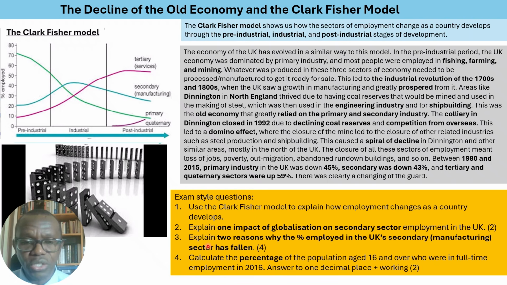And then the third question is to explain two reasons why the percentage employed in the UK secondary or manufacturing sector has fallen. So here again, we can talk about the declining coal reserves, which meant that the coal that was needed for the steel industry, for example, could no longer be mined, and that obviously meant that the steel industry was affected and had to shut down. So manufacturing of steel could no longer take place.